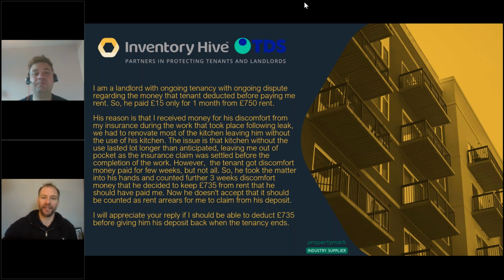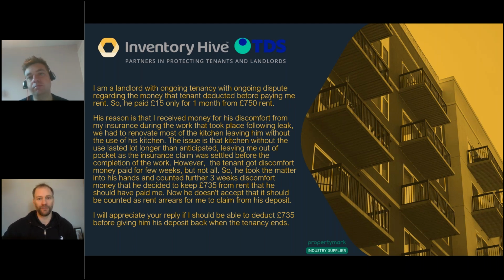So I think the first thing to say is you can't just make a deduction from the deposit. You can't just take out the £735 and give the tenant back the rest. In order to lawfully take money from the deposit, you need to have written agreement between the parties, an adjudication decision, or a final court order. That's what the law says. So you can't just take the money out. If the tenant is disputing this, you're going to have to negotiate with them and come to an agreement, hopefully, in an ideal circumstance.